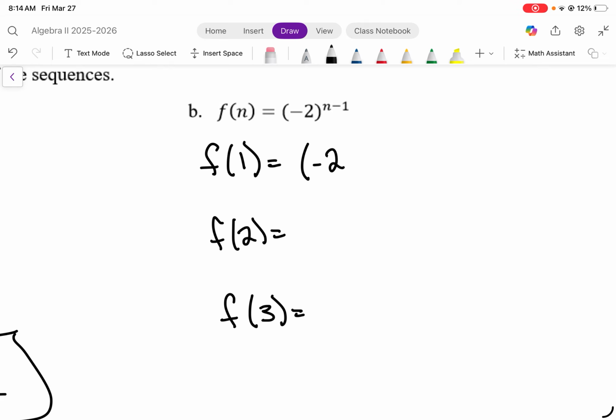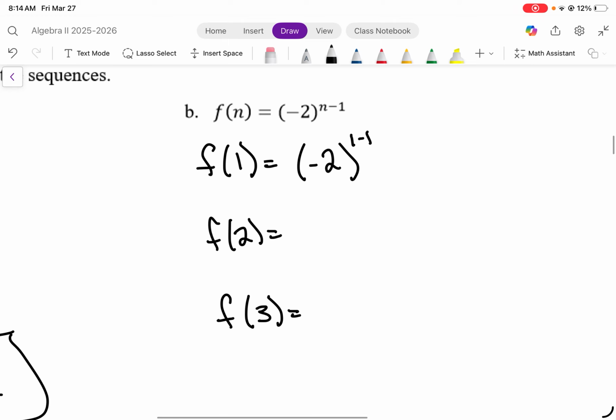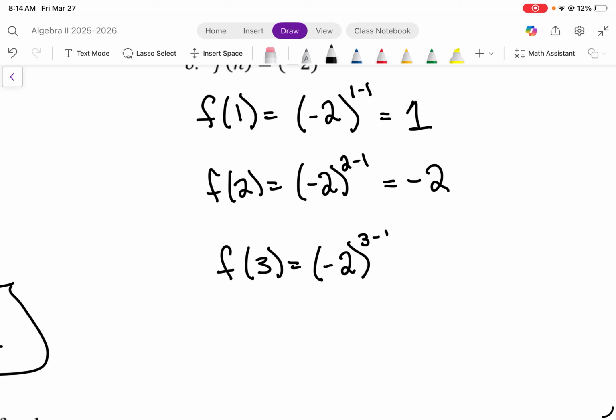So the first one, we would have negative 2 to the power of 1 minus 1. So the exponent is going to be 0, and anything to the power of 0 equals 1. Then for our second term, we would have negative 2 to the power of 2 minus 1, so negative 2 to the power of 1 is just negative 2. And then we have negative 2 to the power of 3 minus 1. That exponent would equal 2, and negative 2 squared is going to be positive 4.